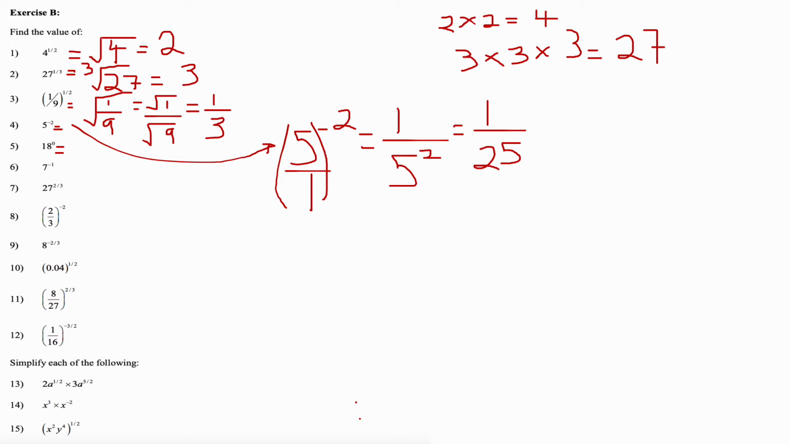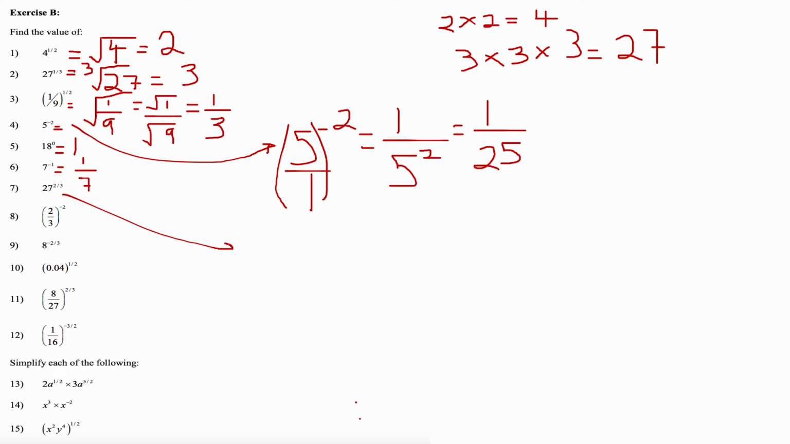Question number 5, 18 to the power of 0. Well, anything to the power of 0 in maths is just 1. Question number 6, 7 to the minus 1. Well, that's just 1/7. 1 over 7 to the power of 1, which is just 1/7.